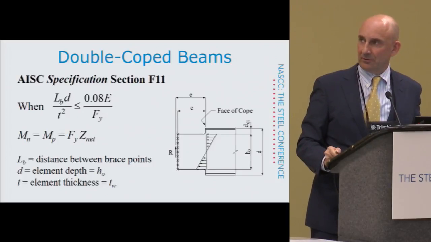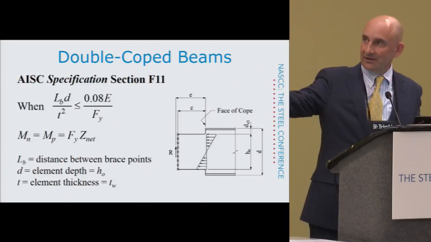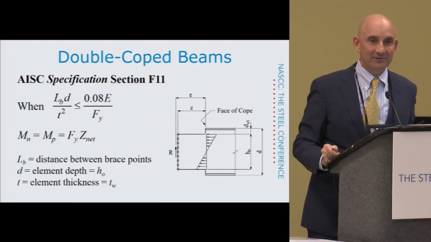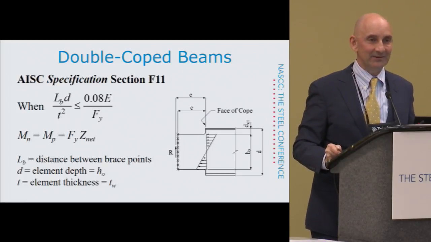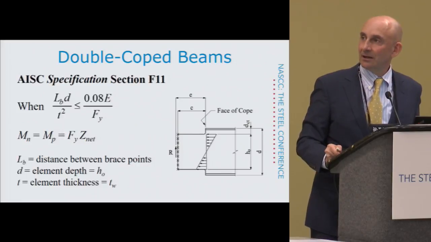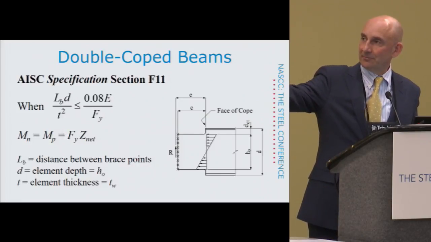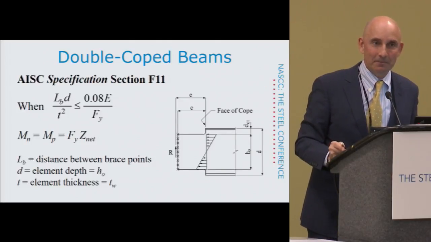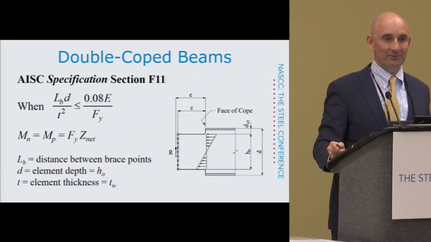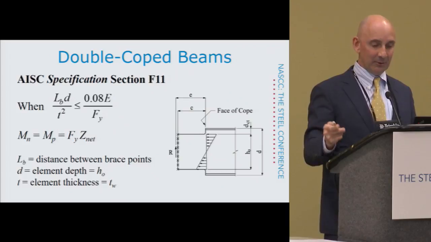The main thing that I wanted to point out on this slide is that L sub B is the distance between brace points in the specification. We're going to have to define that, and that's defined in the manual. D is the rectangular cantilever beam depth. In our case, we need to substitute H sub O, so before we go into the spec, H sub O equals D. And we've got T on the bottom down here, and of course that's going to be the thickness of a rectangular cantilever beam, which is equal to T sub W, or the web thickness. So we need to use those values to go into the spec.